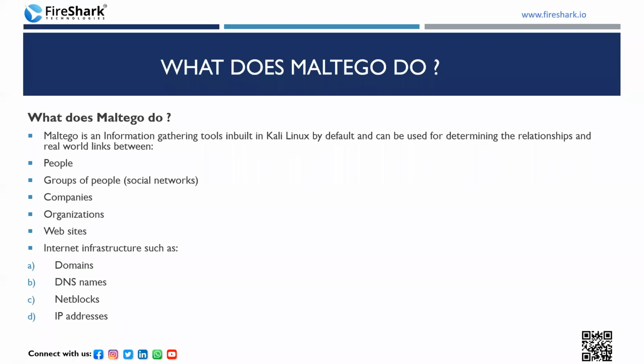Now we discuss briefly what Maltego does. Maltego is an information gathering tool built into Kali Linux by default and can be used for determining the relationships and real world links between people, groups of people, you can say social networks, companies, organizations, websites, and internet infrastructure such as domains, DNS names, net blocks, IP addresses. So these are the main features, and Maltego does these things for information gathering.